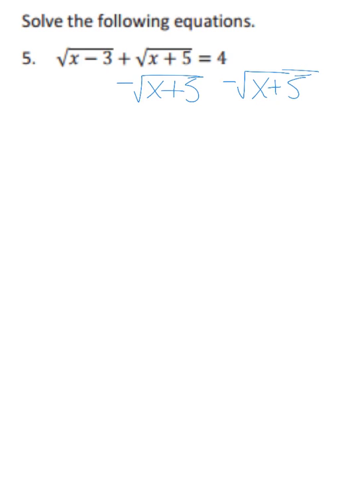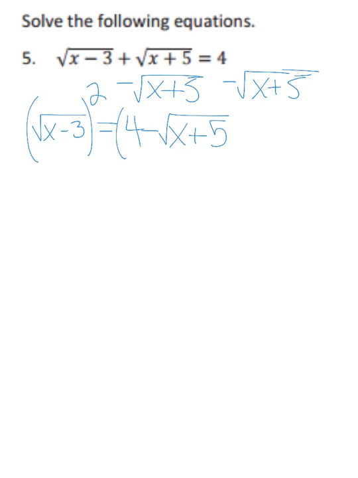Which leaves you with the square root of x minus 3 is going to be equal to 4 minus the square root of x plus 5. Now we're going to continue to isolate our radical and eliminate that radical by squaring both sides, which just leaves you with x minus 3 on the left side is going to be equal to 4 minus the square root of x plus 5, and the whole thing is still squared.